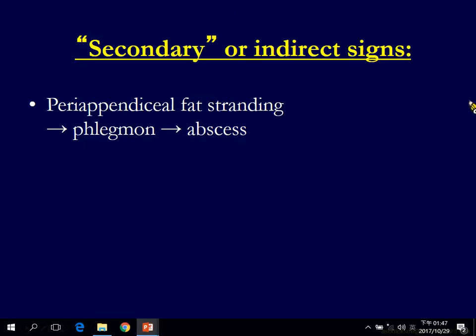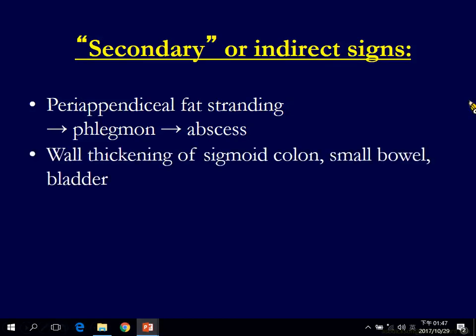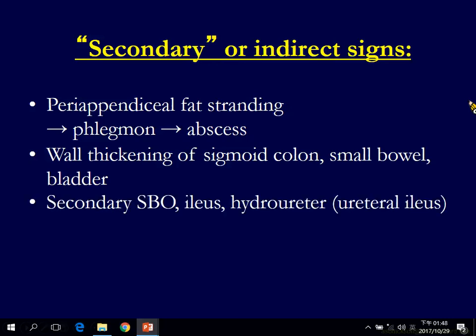Secondary signs, we look for periappendiceal fat stranding, extremely helpful. This can progress in more severe cases to phlegmon or abscess. We want to look for reactive inflammatory findings in adjacent structures. We can see wall thickening in the sigmoid colon, in the small bowel, or in the bladder. We're looking for signs of secondary involvement, either secondary small bowel obstruction or ileus.